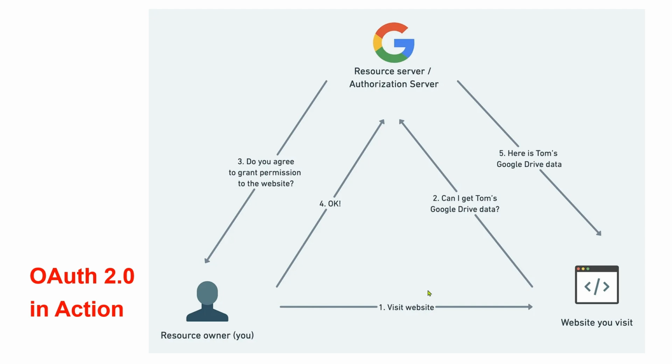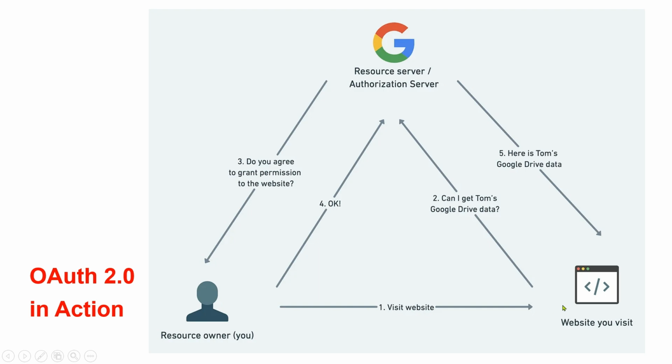Now, how it works: OAuth 2.0 in action. OAuth 2.0 defines several authorization flows depending on the type of application and security requirement. Let's go over the most common ones. Consider you're Tom, and Tom visits a website. What does he do first? Step number one, this.